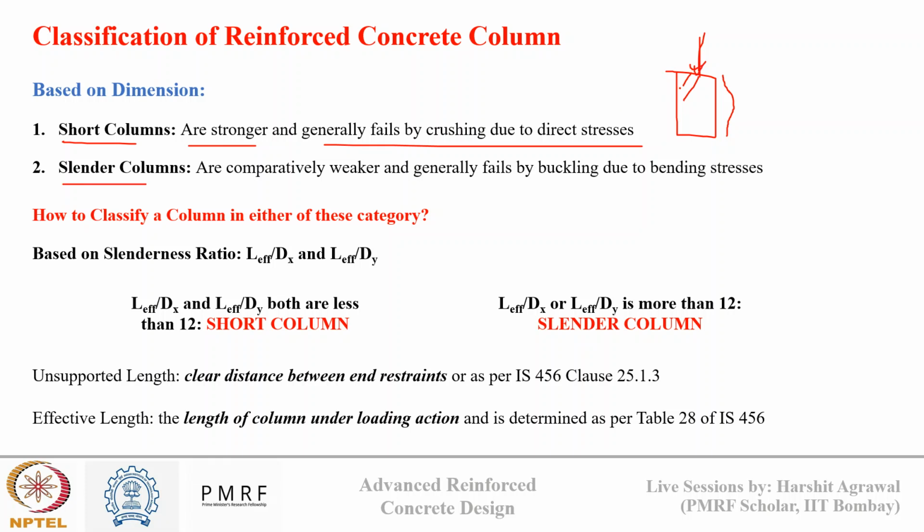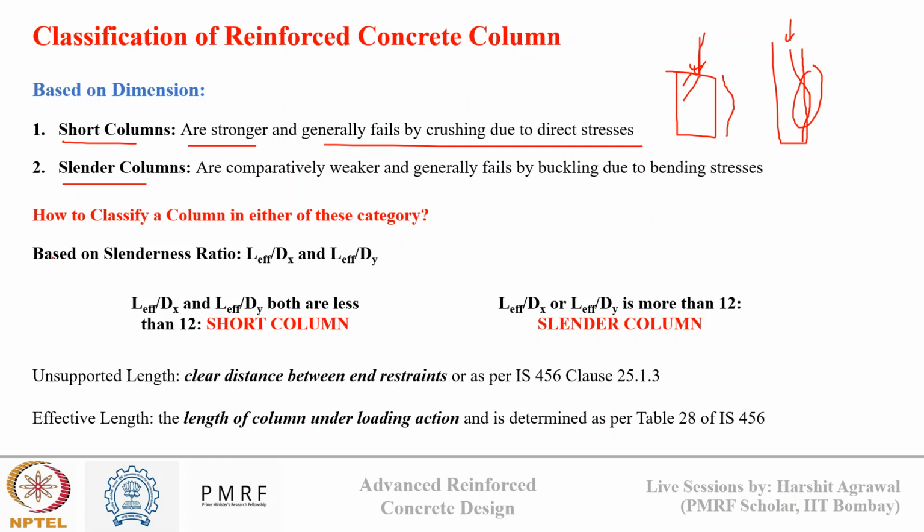And then the slender columns, which are of higher heights, are comparatively weaker than short columns. Why? Because these columns can buckle and can bend due to loading. So the bending stresses generated in slender columns govern the failure of a slender column.